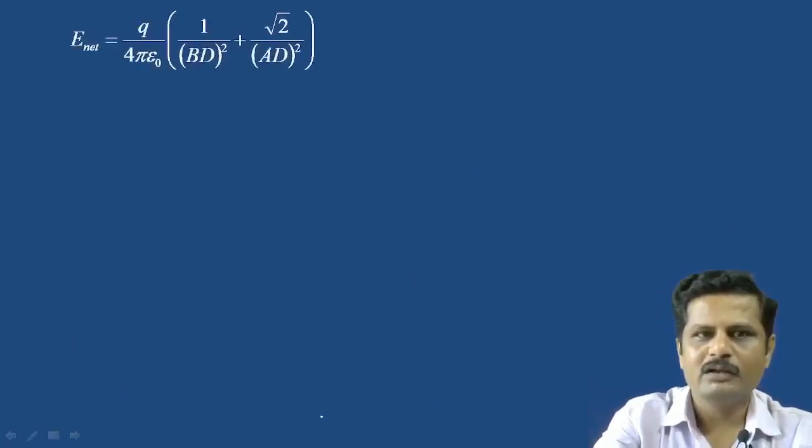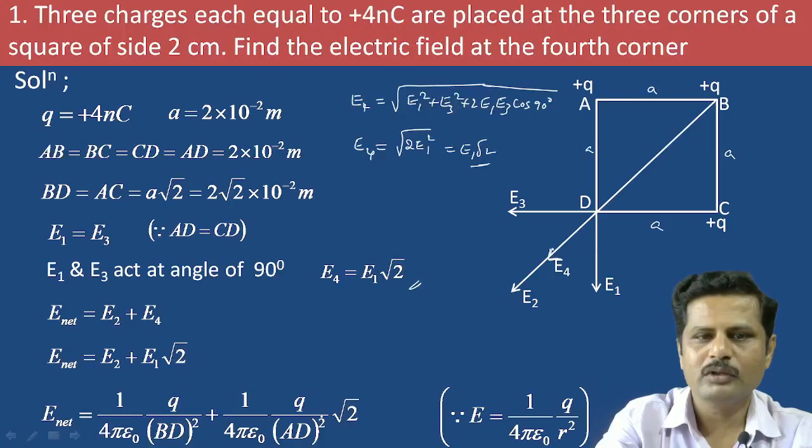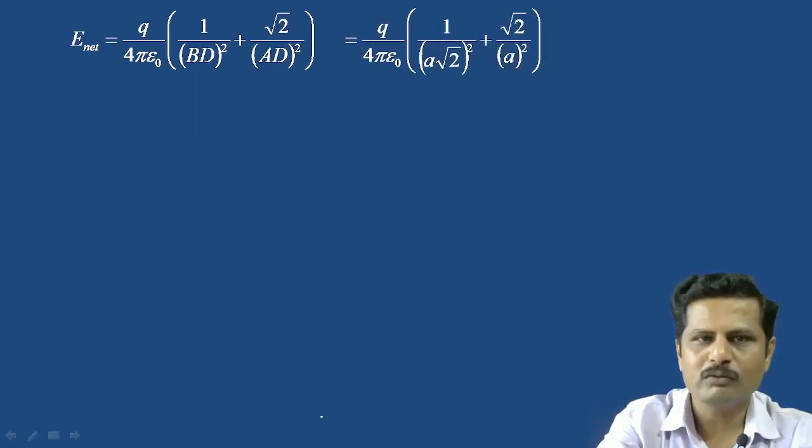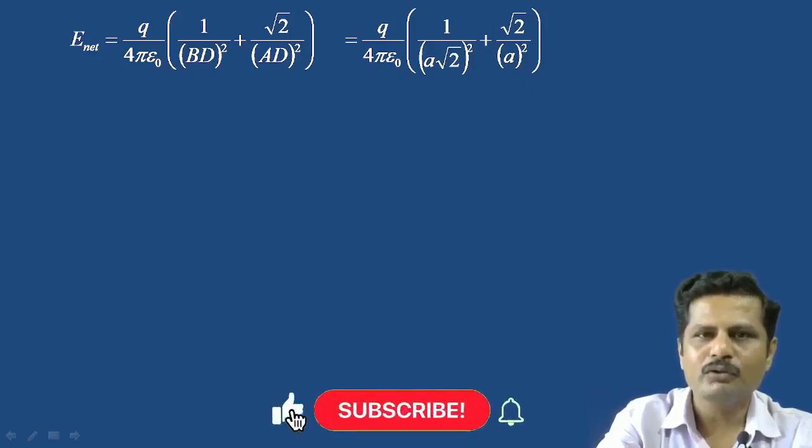Now on simplifying, q by 4 pi epsilon naught is common in both, so I can take it outside. Then I'll get q by 4 pi epsilon naught times 1 by BD square plus root 2 by AD square. Now BD is equal to how much here? A root 2. Just now we took BD equal to A root 2 and AD equal to A, that is the side. Now substitute all the values.